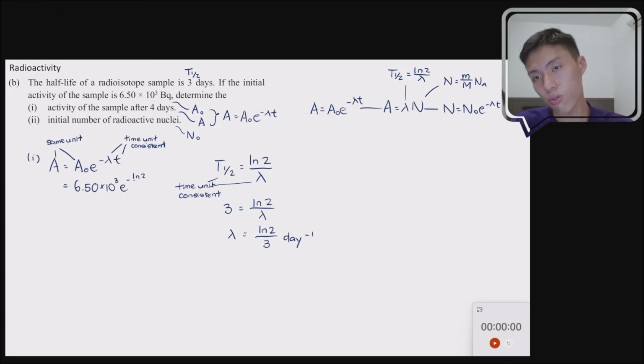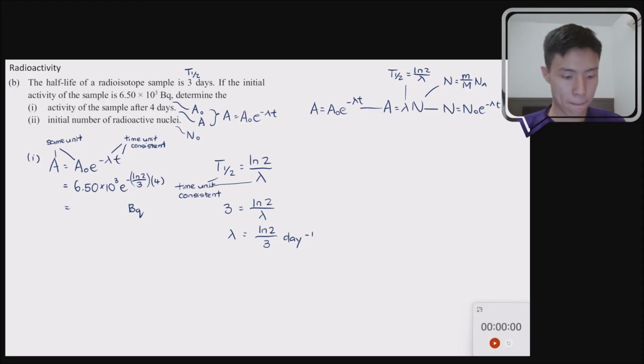Negative ln 2 over 3. This is lambda. The time is 4 days. This is per day, this is day, so the time unit is consistent. This is in Becquerel, so later our answer should be in Becquerel as well. So you get 2.58 times 10 to the power of 3 Becquerel. So this is your activity after 4 days.